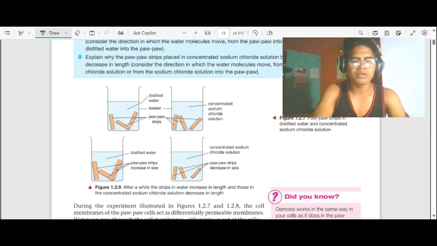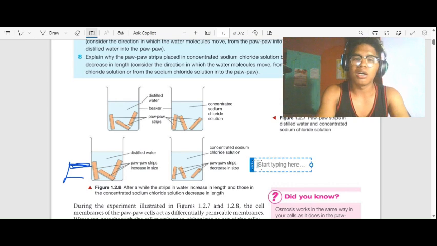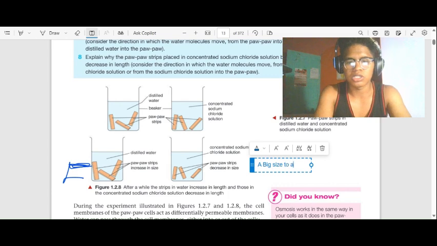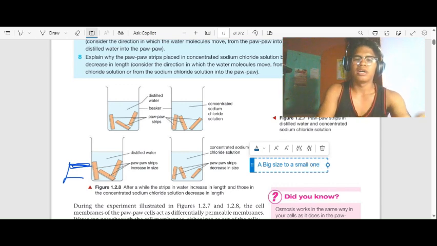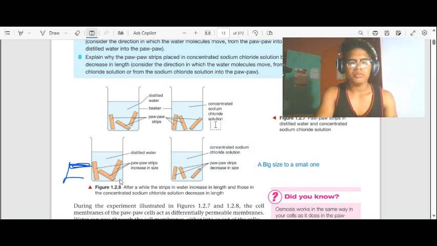If you could think here, we move from this size here, I'll just use simple terms, a big size, to a small one. And that is very interesting.